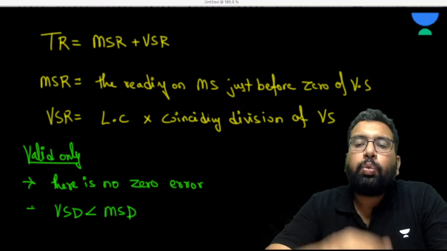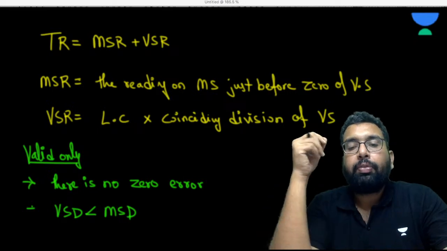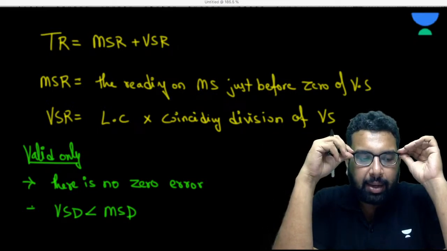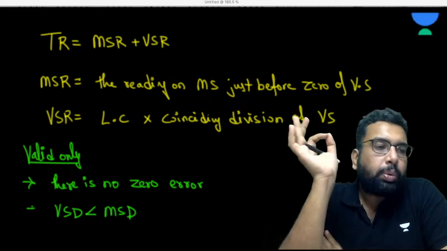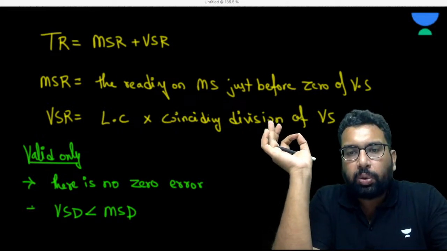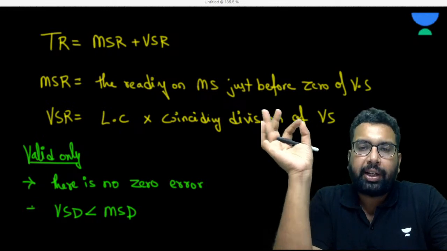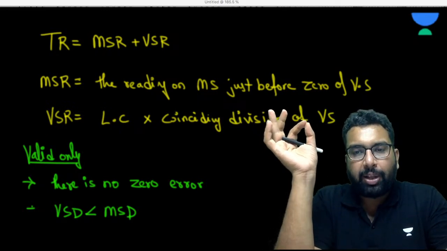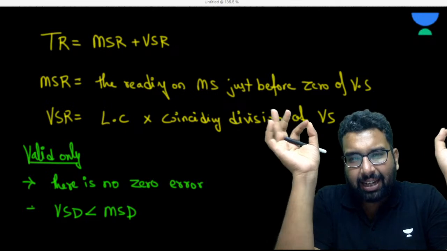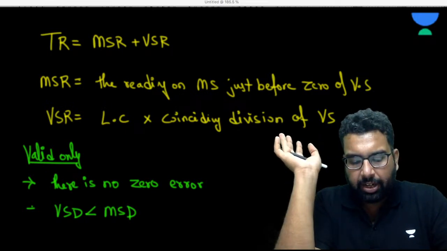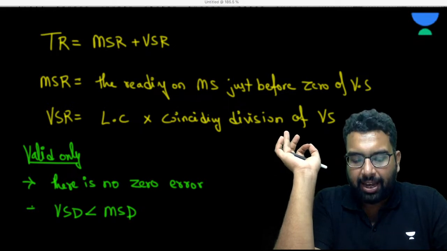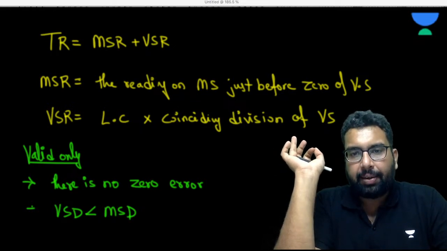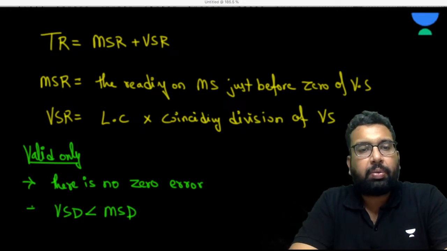So what is the zero error? Sometimes what happens when you use the Vernier caliper quite heavily. Initially, when the Vernier caliper is in the closed position, the zero of the Vernier scale and the zero of the main scale shall exactly coincide. They shall exactly coincide. Understood? Okay. Now let's solve one question.